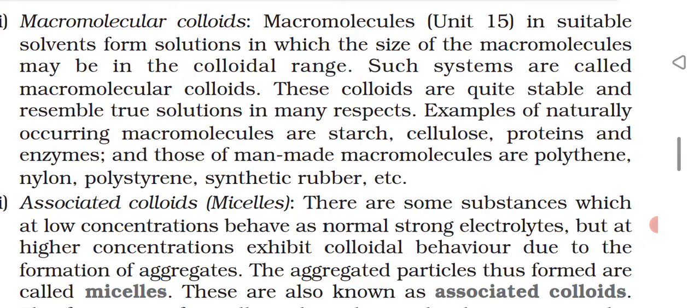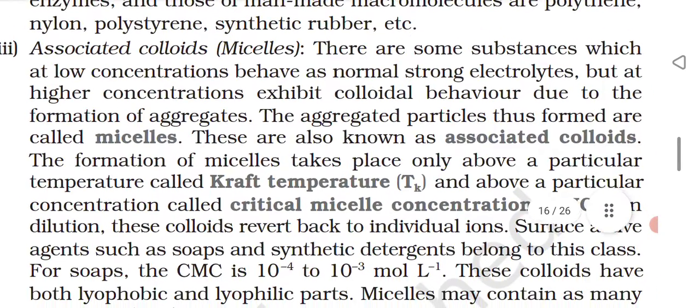Examples of naturally occurring macromolecules are starch, cellulose, proteins, and enzymes. And those of man-made macromolecules are polythene, nylon, polystyrene, synthetic rubber, etc. So simply you can say polymers.